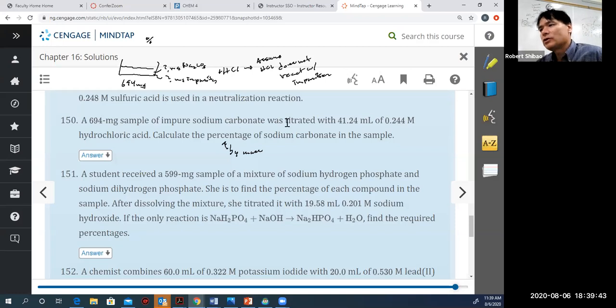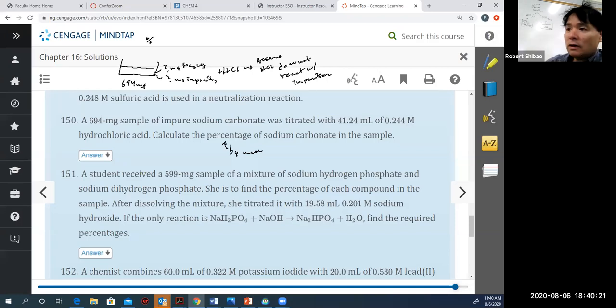When we track it, this titration is a precise and accurate measure of how much HCl was required to react with all the sodium carbonate. It turned out that 41.24 milliliters of 0.244 molar hydrochloric acid was required to react with all the sodium carbonate. As long as we have the balanced chemical equation, we can figure out how many milligrams of sodium carbonate we have. We could go grams or milligrams, it doesn't matter. Percent by mass is going to give us this equation.